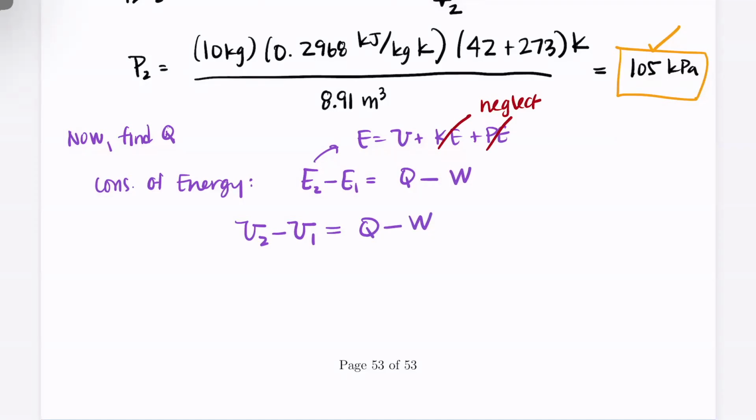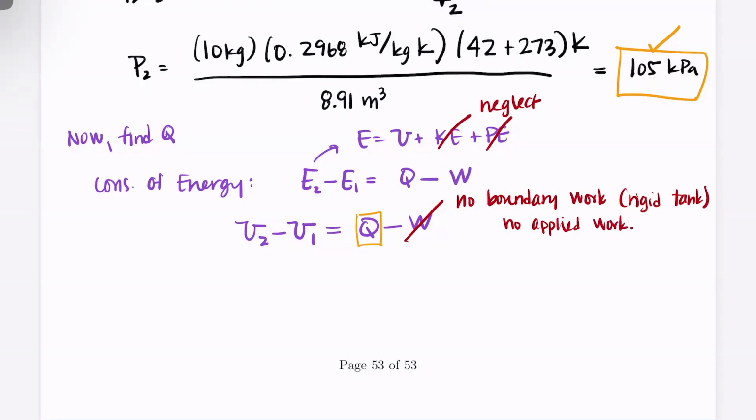Do we have any work in this system? No. So we have no boundary work since they're rigid tanks. And then we also have no applied work. Okay. And we, of course, want to find Q, right? So we want to find this.